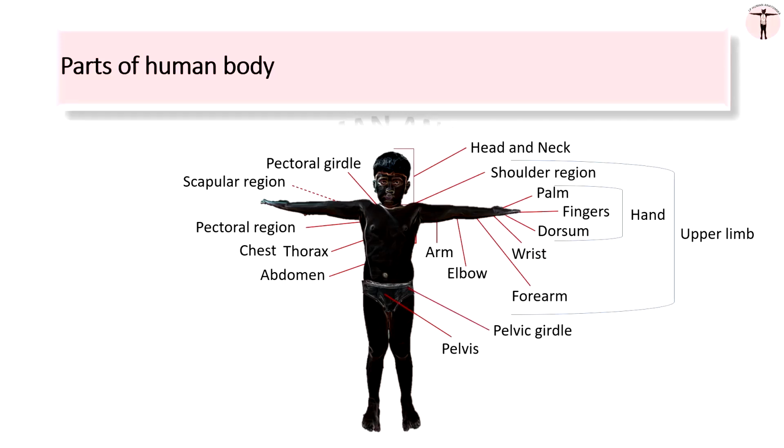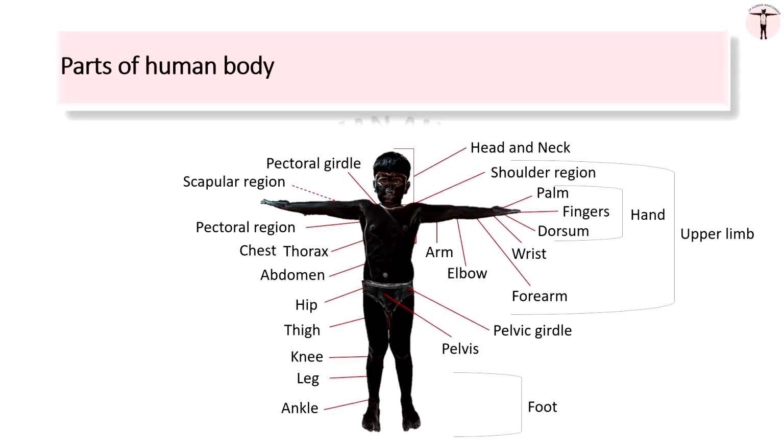The pelvic girdle is the region which connects the trunk to the lower limb. In the lower limb, the hip is the first part, connecting to the pelvic girdle, and the hip joint is present here. The next region is the thigh, then the knee, where the knee joint is present. Next to it, extending down, is the leg up to the ankle. The ankle is where the ankle joint is present.